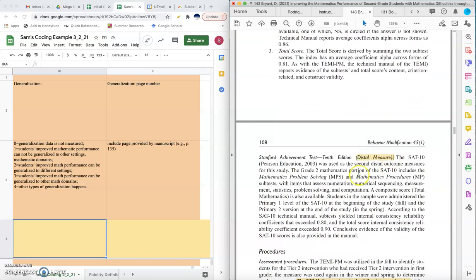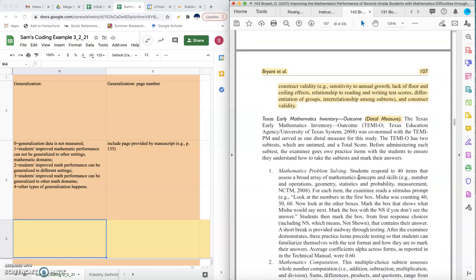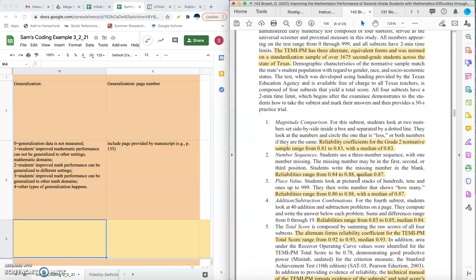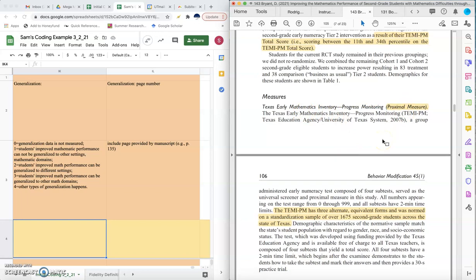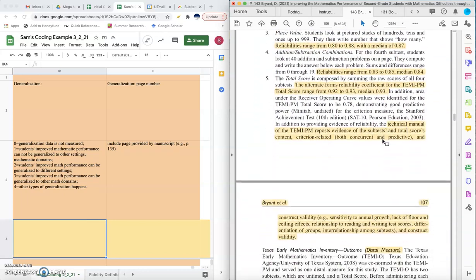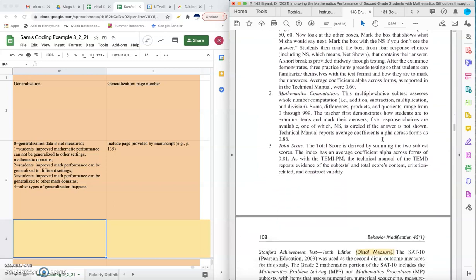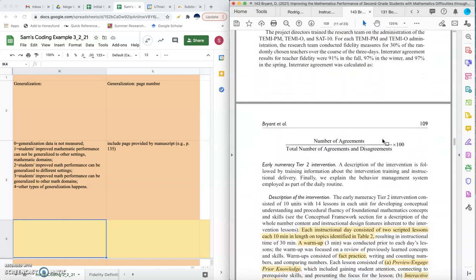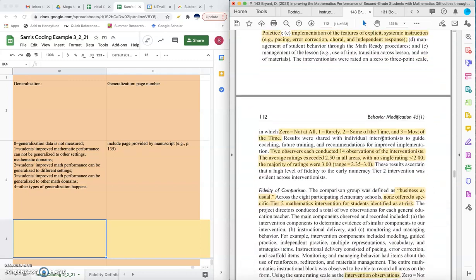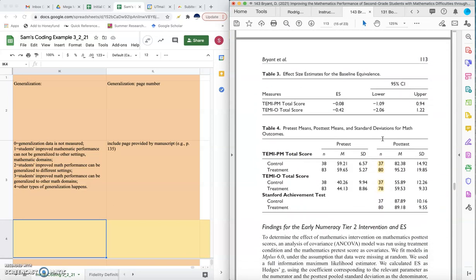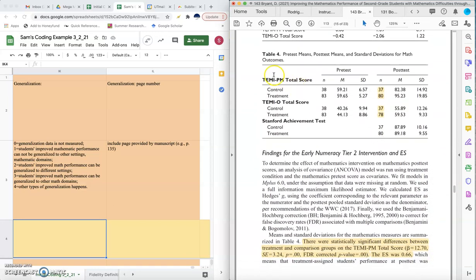So what that tells me is I need to compare how well the students did on the first measure, which is the TEMI-PM, which was our proximal measure, and compare the TEMI-PM to how well they did on the TEMI-O and the Stanford. So I'm going to go back down to the results. Scroll, scroll, scroll. A little more scrolling. Okay, so now I want to see, did the students do as well on the TEMI-O and the Stanford compared to how they did on the TEMI-PM.